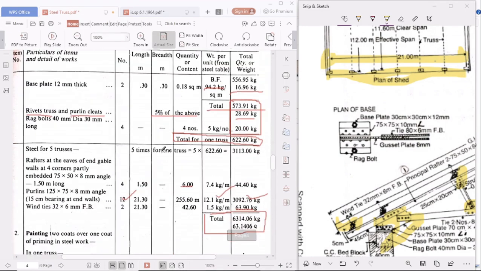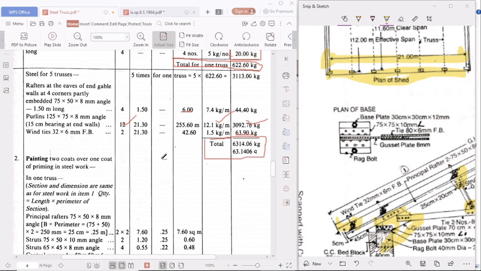Now it has been told that we have to paint it. So how to do the paint estimation, I'll tell in the next lecture.